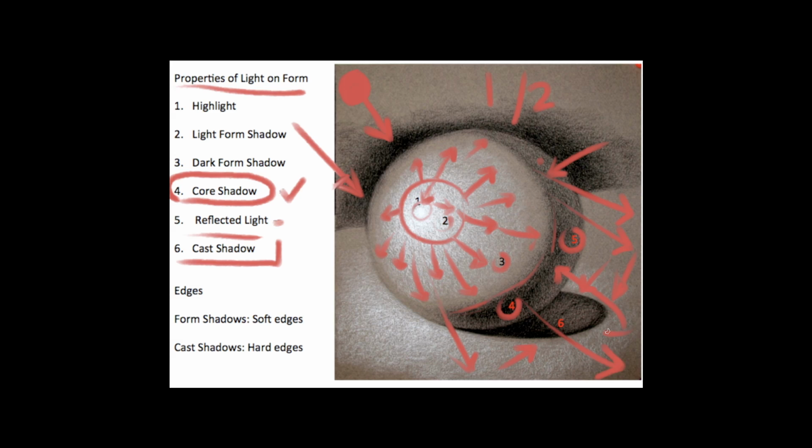And they're categorized by a harder edge, and we'll get into edges in a moment. So, those are your 6 properties of light. Highlight, light form shadow, darker form shadow.